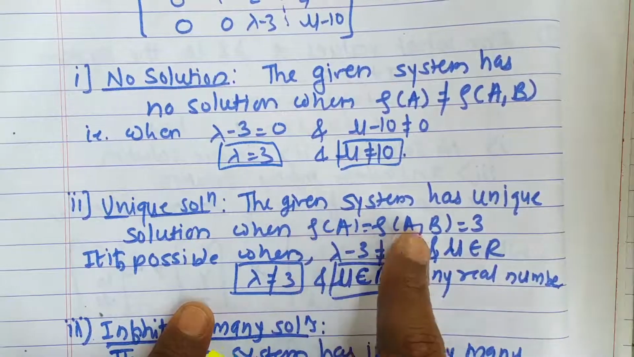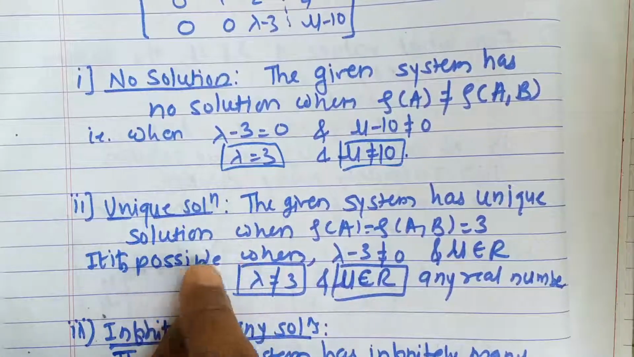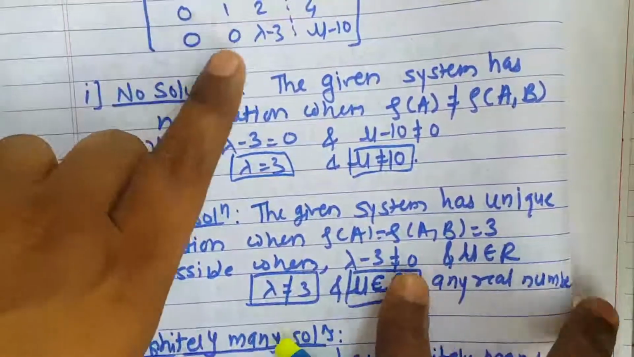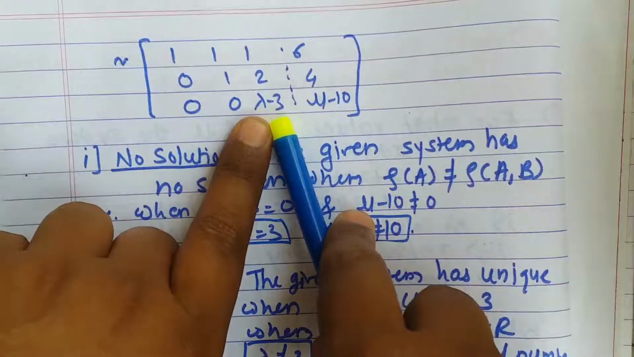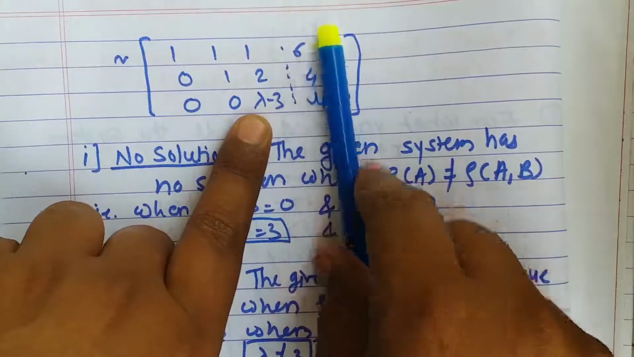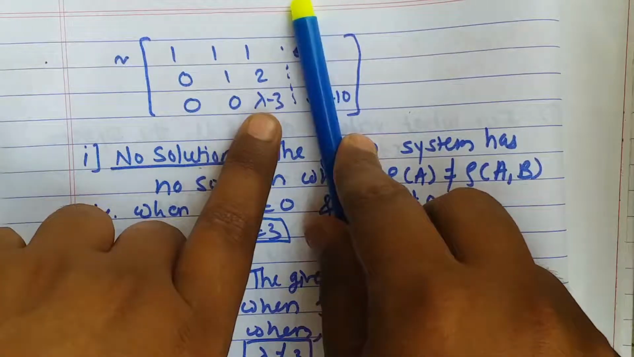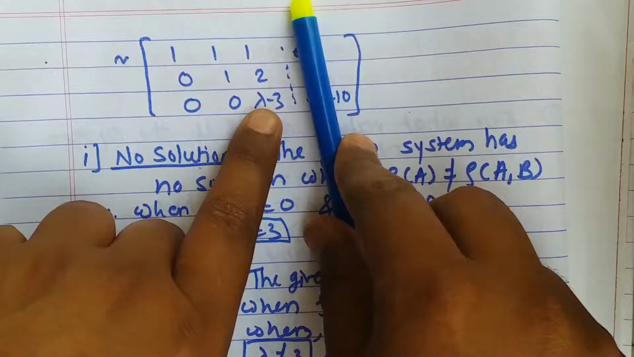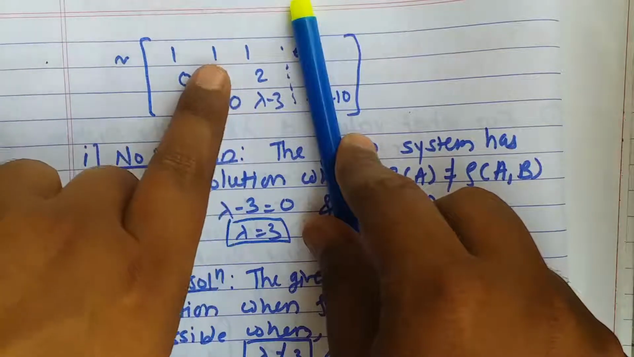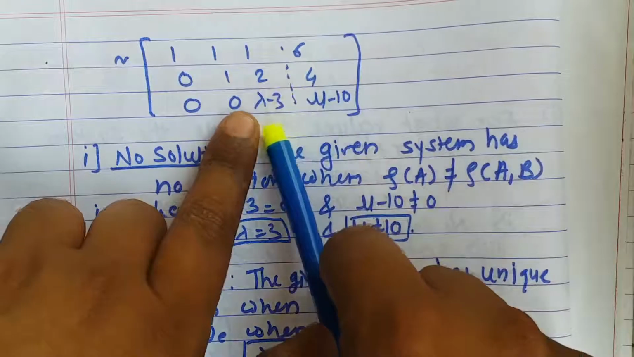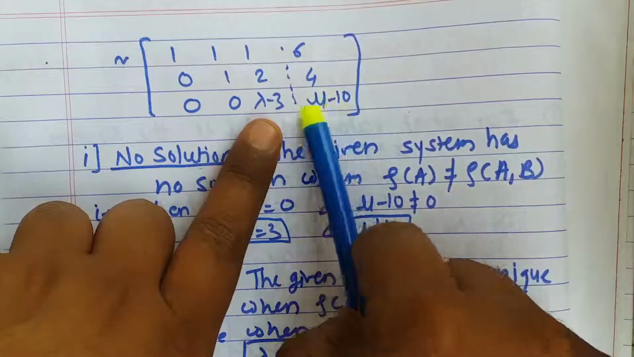So when the rank is equal to the number of unknowns, we'll have the unique solution. And it is possible when the rank of both matrices is 3. Now if you take lambda minus 3 not equal to 0, the value of mu doesn't matter in this case. If lambda minus 3 is not equal to 0, then we'll have 1, 2, 3 non-zero rows in the echelon form of A, meaning the rank of A will be 3. And as this is non-zero, automatically the rank of AB also becomes 3, because this value doesn't matter.